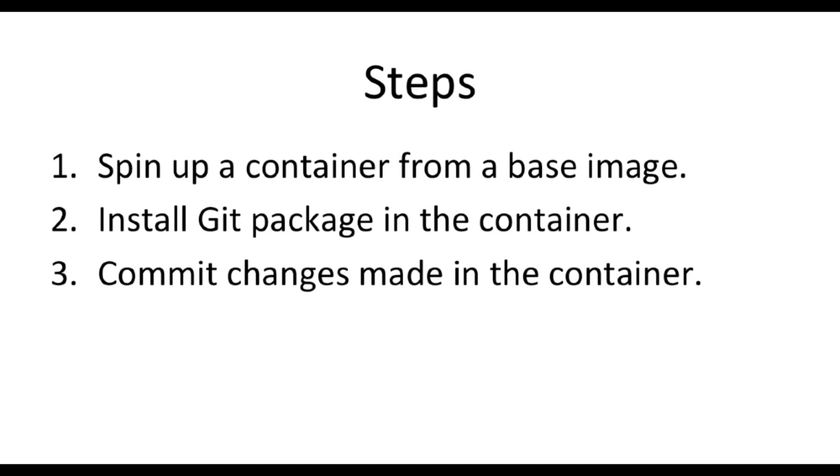Firstly, we'll spin up a container from a base image. Secondly, we'll install the git package in the container. Finally, we'll use the docker commit command to commit changes made in the container to build a new image. Let's see this in action.